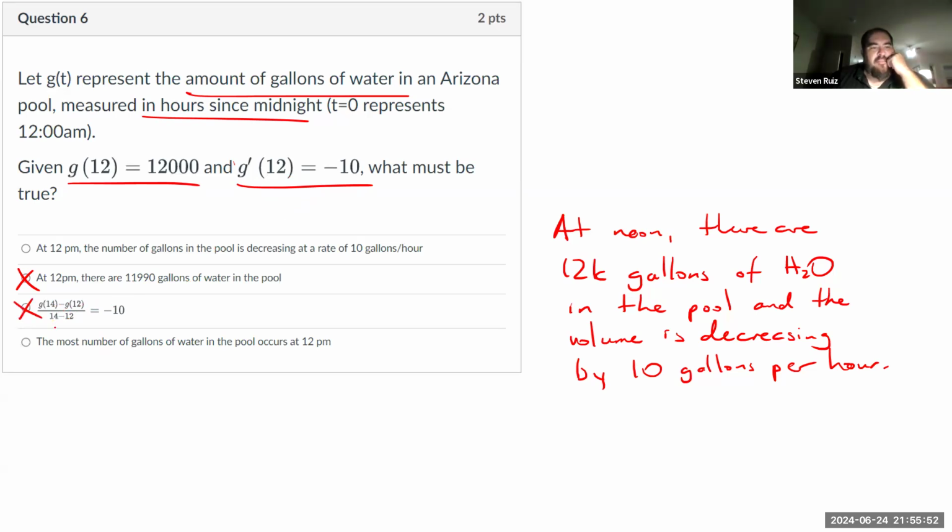That doesn't fit. The most number of gallons of water in the pool occurs at 12 p.m. That's probably not true, because if we believe this decrease here, then yes, as time continues, like at 12:01 p.m., there's going to be less than 12,000 gallons in the pool. That's probably true based on this rate of change. But what about what happens at 11:59 a.m.? There's probably going to be more than 12,000 gallons of water in the pool, because I have a decrease. So if I look backwards in time, I'm probably going to have more water in the pool.